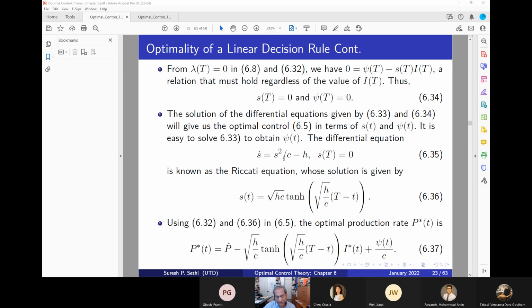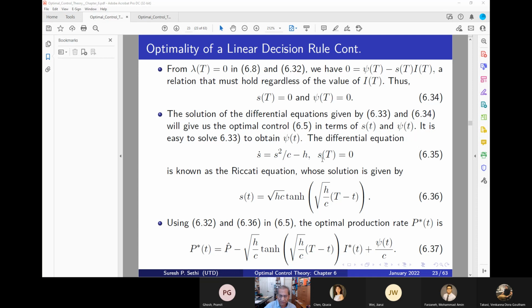And this, by the way, is called the Riccati equation, which has a standard solution in the literature. And the solution is given by these. And we have a P star(t), which is given in terms of this. And you can see that the P star(t) is linear in I star(t). There is a coefficient, and there's a linear one. And so this is called the linear decision rule.